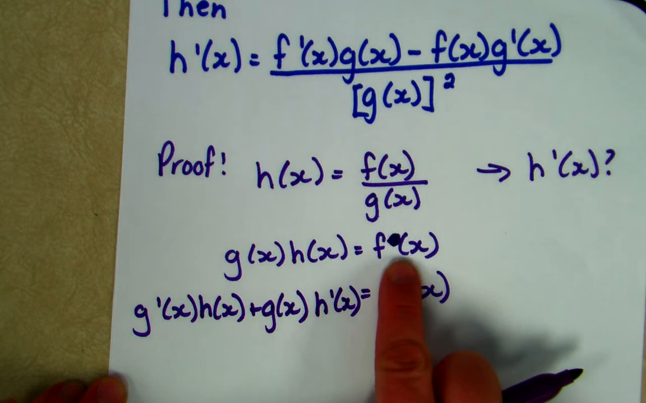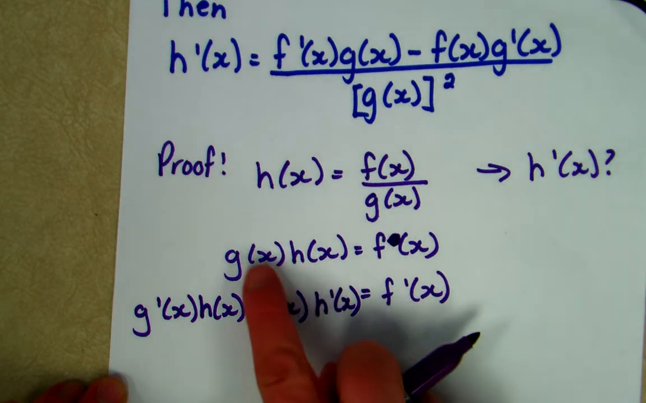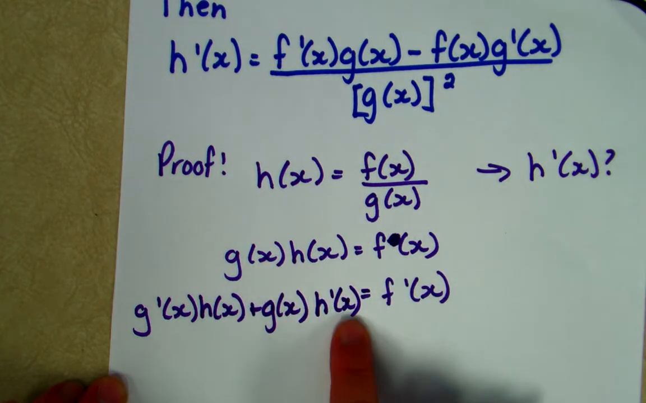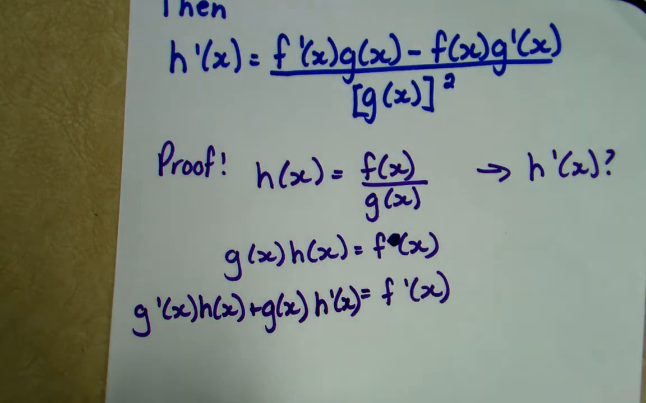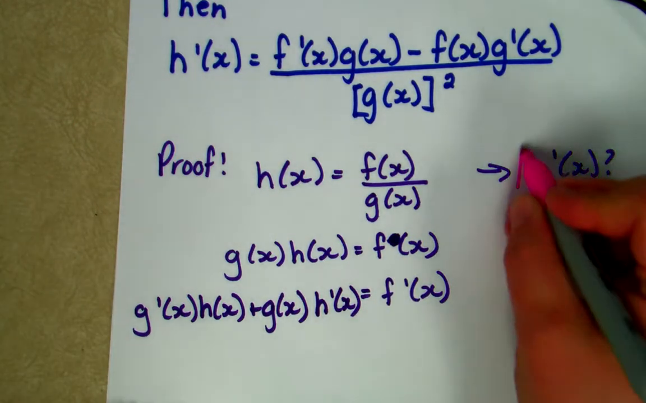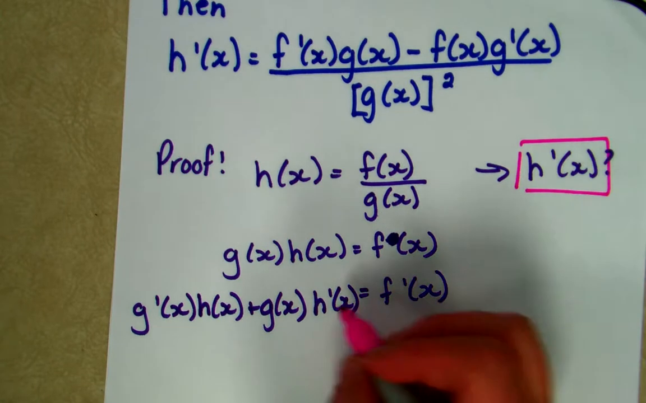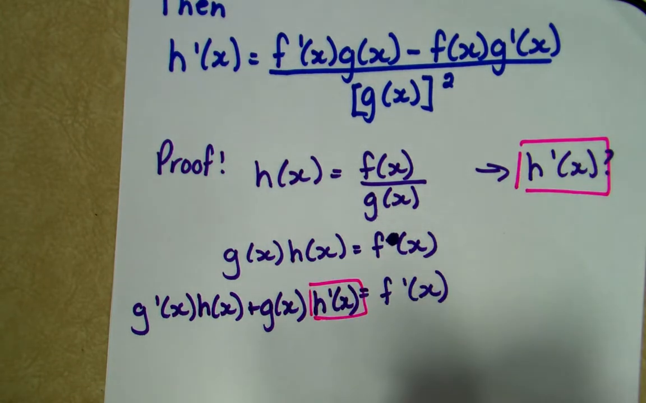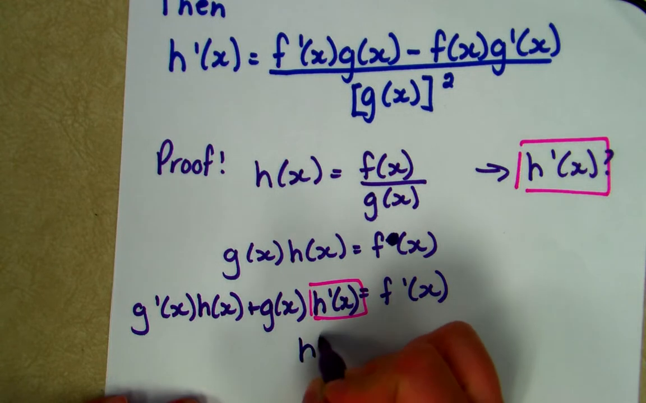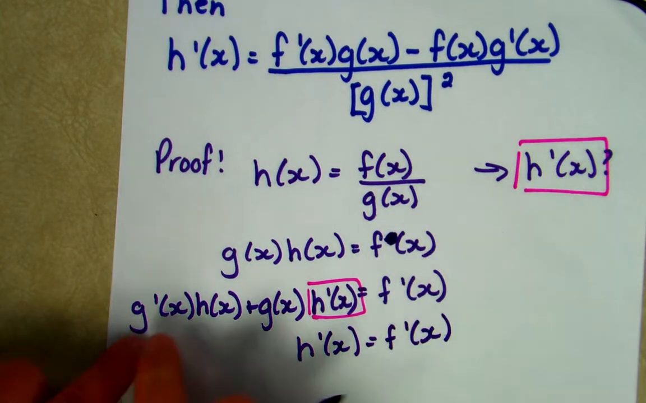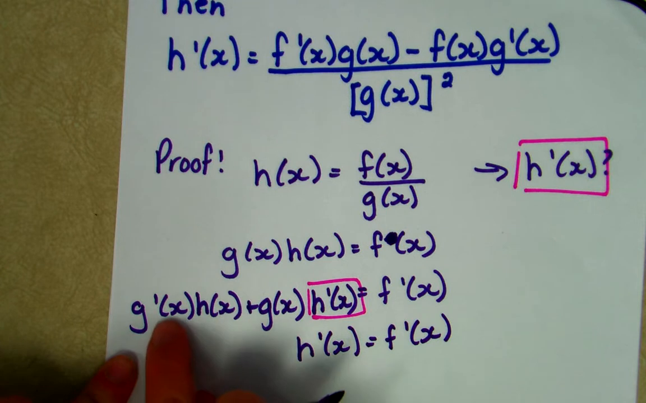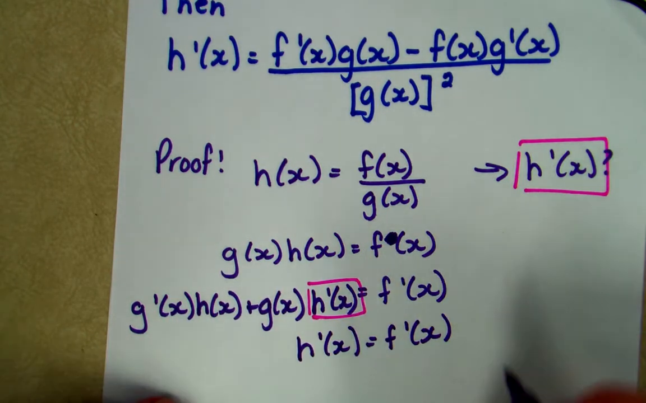So all I did there was differentiate both sides. Because this side was just f, the derivative is f prime. Because this side was a product, I use my product rule. But f prime isn't what we are trying to find. We are trying to find h prime. In here, I do have an h prime, and I'm going to solve for that. So h prime at x is equal to f prime at x. I'm going to take this g prime h over to the other side and subtract it.